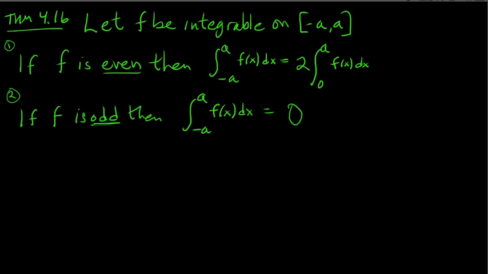Okay, so there's one theorem, one property in this section, and it goes like this. We're assuming that f is an integrable function on this closed interval from negative a to a. So you're just going from the negative number to the positive number. So here's my interval. Here's 0. We're going from minus a on the left to plus a on the right. So again, think of that as my x-axis.